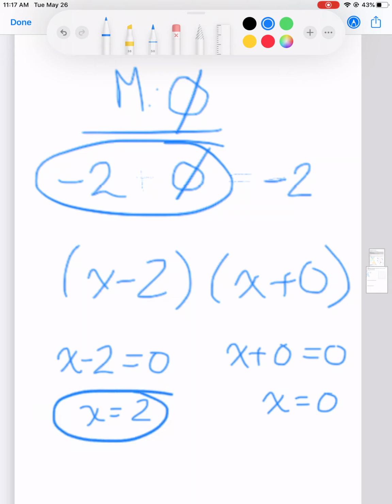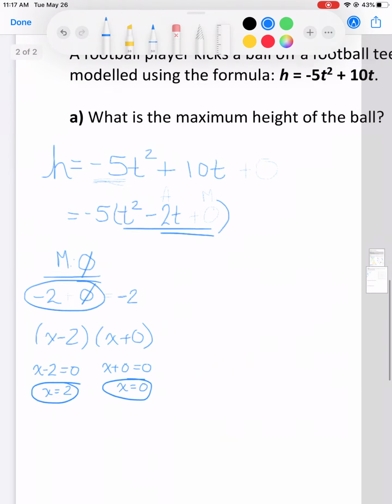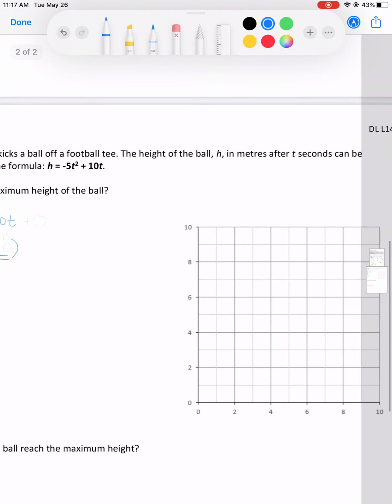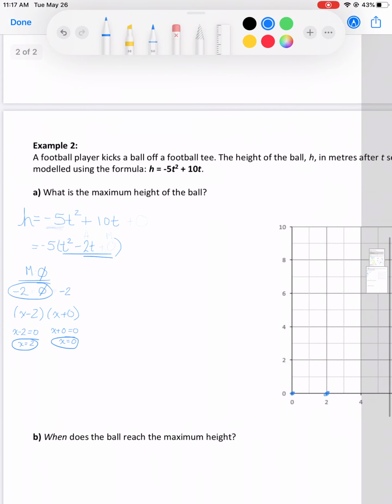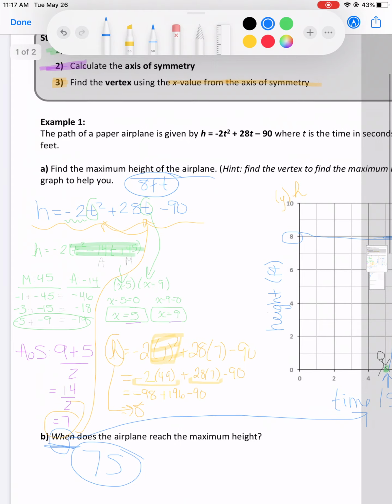So these are our roots. So let's plot them. This is one. This is the other. Okay. So we factored. What's our next step?